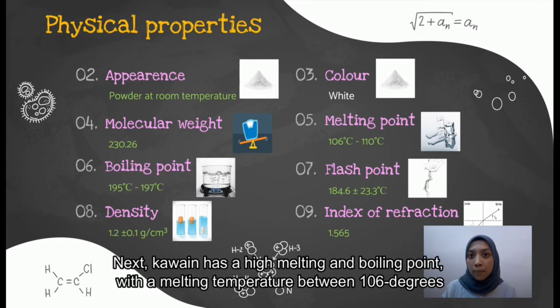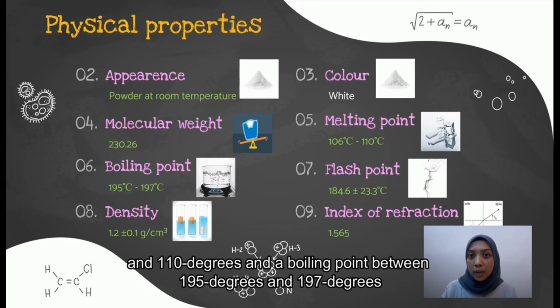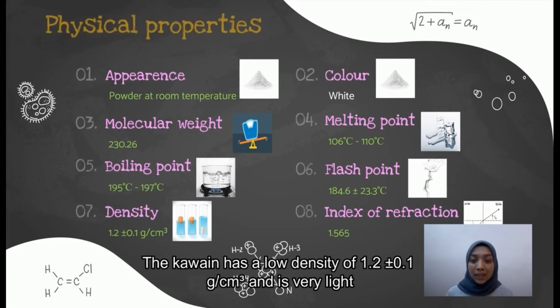Next, kawain has a high melting and boiling point, with a melting temperature between 106 degrees and 110 degrees and a boiling point between 195 degrees and 197 degrees. Kawain has a low density of 1.2 plus or minus 0.1 gram per cubic centimeter and is very light.